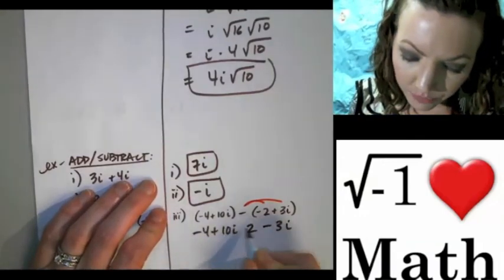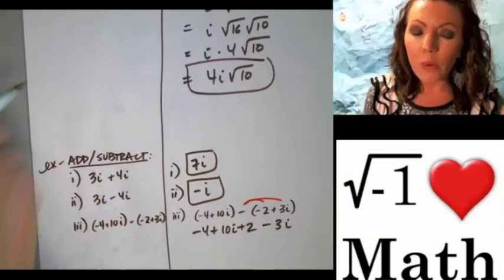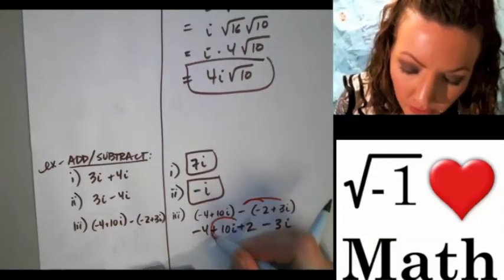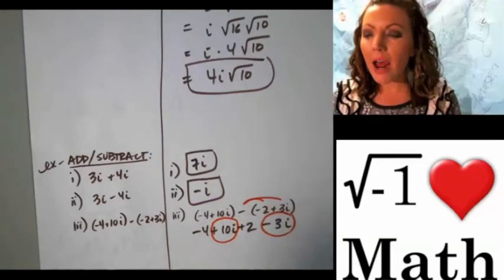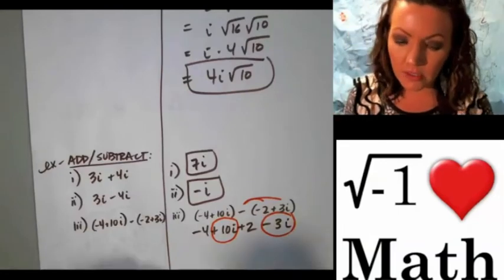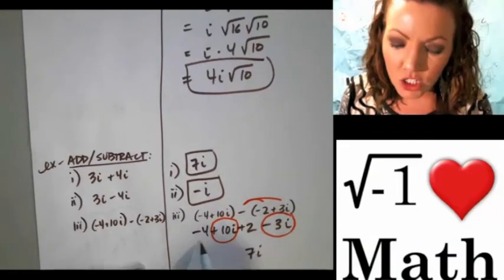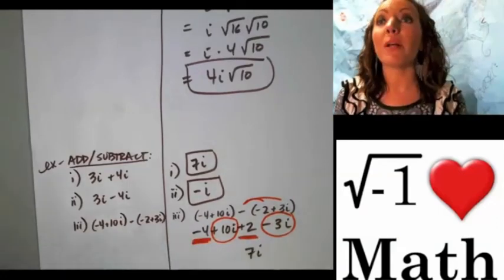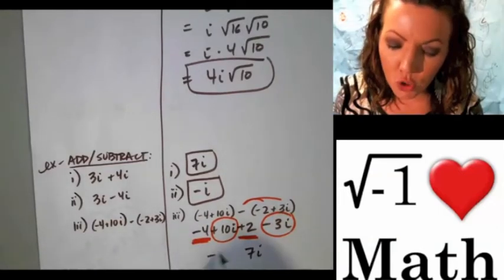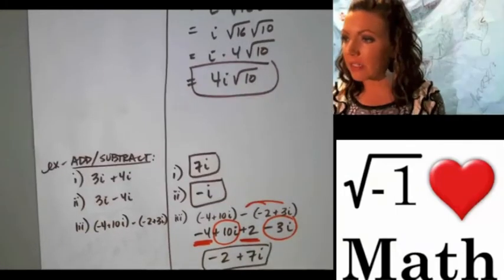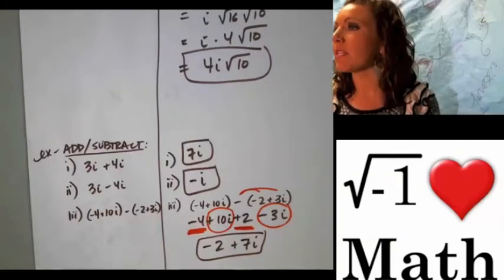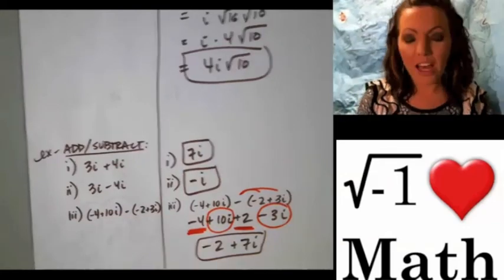Okay, so now we have like terms, or like i's, that we can collect. So 10i minus 3i is 7i, and then we can also combine the negative 4 plus 2. Negative 4 plus 2 is? Negative 2 plus 7i. The end. Don't overcomplicate. We should keep a tally of how many times I say that during this lesson. Okay, questions?